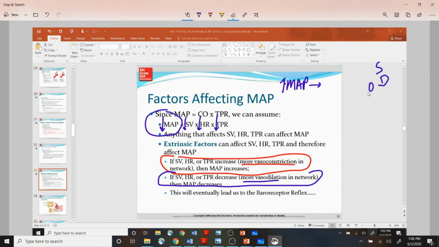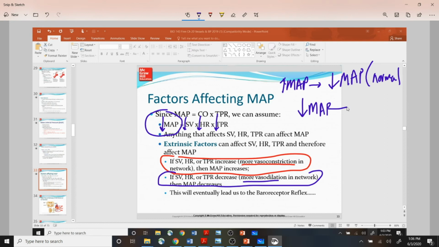So we've got to have a negative feedback mechanism, so that when we decide to stop exercising or if our anxiety ends, we want our blood pressure to go back to normal. And we call that the baroreceptor reflex. And it works vice versa too. What if your blood pressure is lower than normal? And I'll give you some instances of how that can happen.